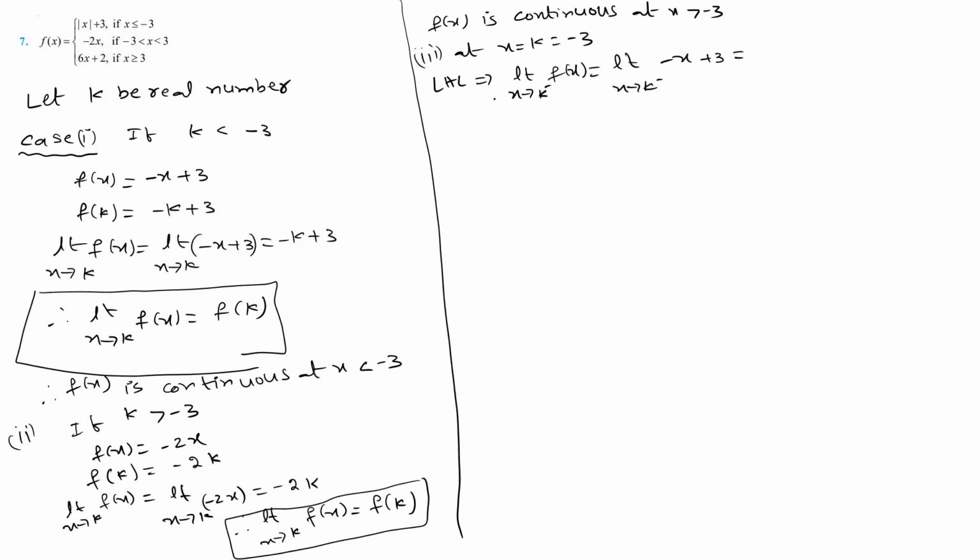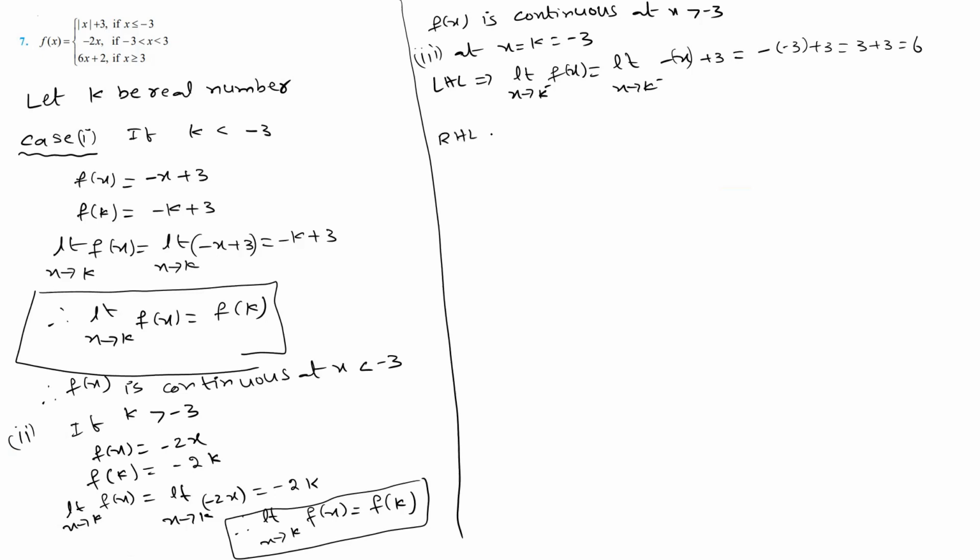The left hand limit function will be minus x plus 3, where the x value is minus 3. So we have to substitute minus of minus 3 plus 3, so plus 3 plus 3 is equal to 6 we get here.